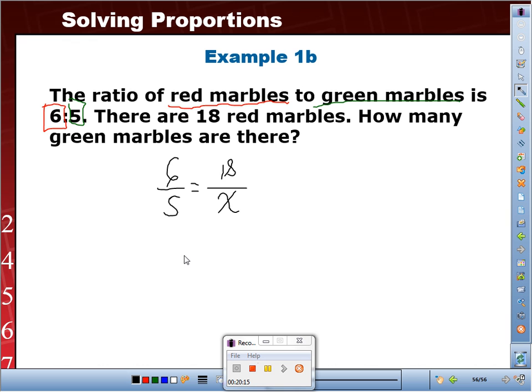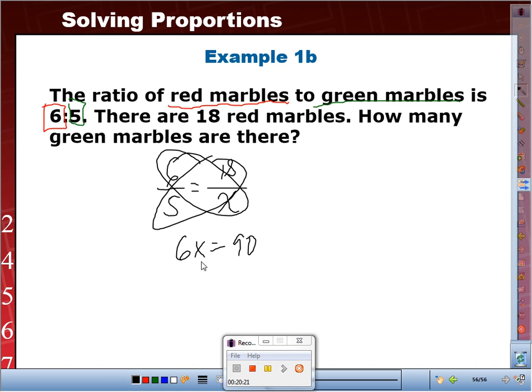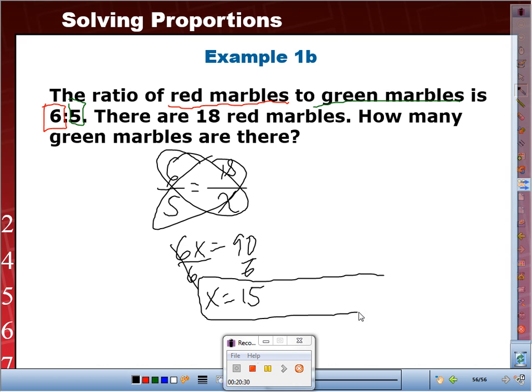All right, hands if you got that. That is correct. Cross multiply. This becomes 6x equal to 90. Divide by 6, divide by 6. X equals 15. Hands if you got that for your answer. I got 15 green marbles. Okay, very good. So therefore, it says how many green marbles are there? You're going to say 15 green marbles.